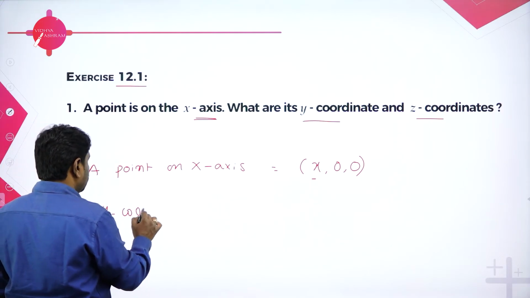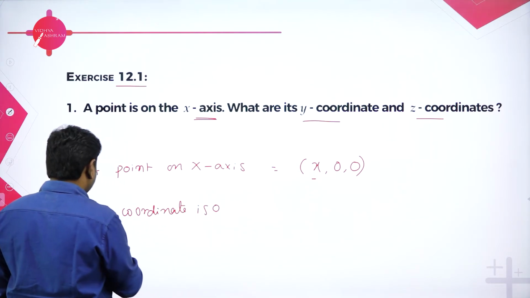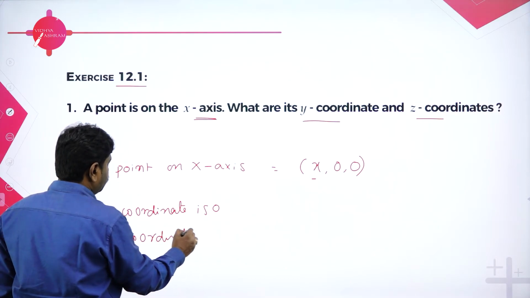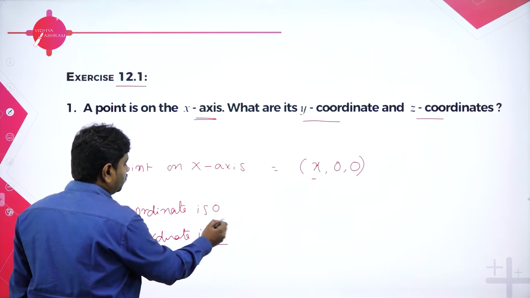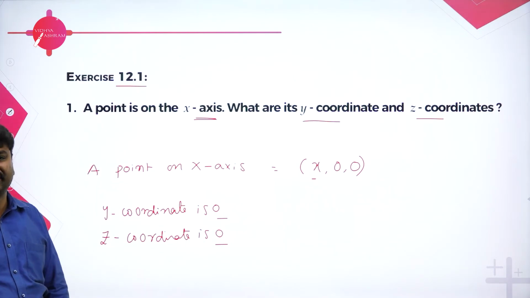So the y coordinate is what? 0, and the z coordinate is also 0. That's it. Its y coordinate and z coordinate both are 0 because it's on the x-axis.